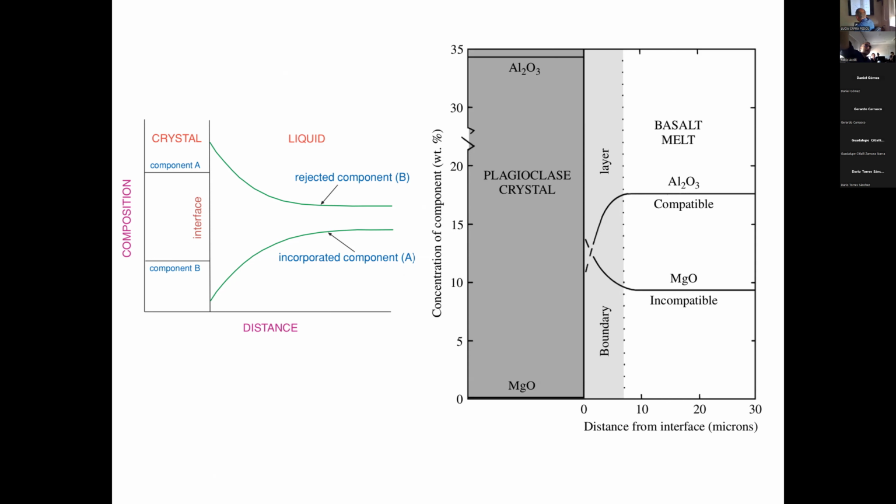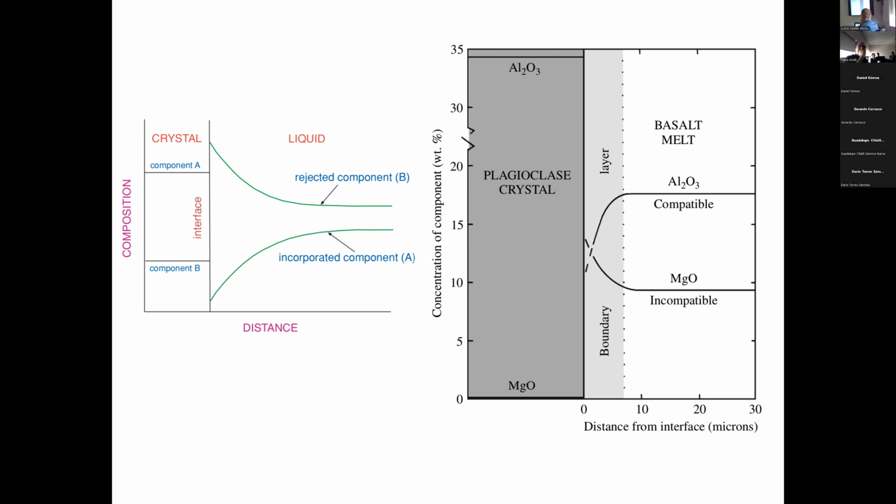So in the liquid close to the interface that is growing, we will have a depleted amount of the component A because it's going into the crystal. Instead, the component B, that is the minor element in our crystal, will be rejected, and here we will have basically an enrichment of the component B close to the interface between them. So this can control that ratio of growth versus diffusion.